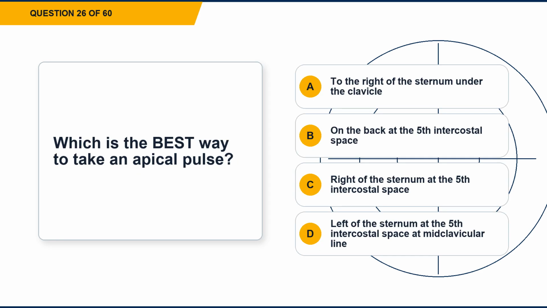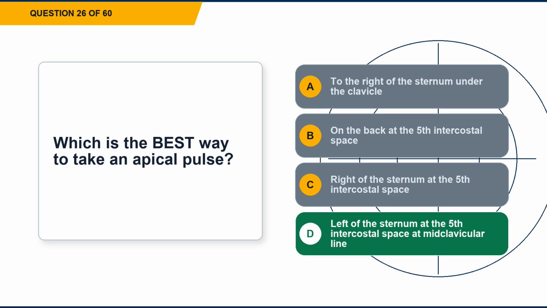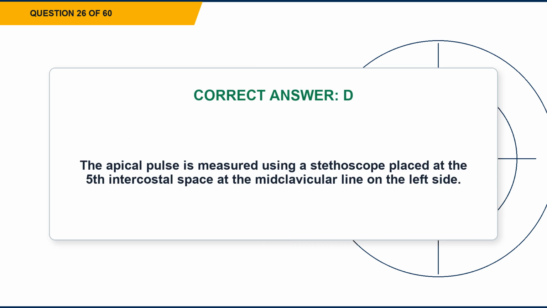Question 26. Which is the best way to take an apical pulse? Option A. To the right of the sternum under the clavicle. Option B. On the back at the 5th intercostal space. Option C. Right of the sternum at the 5th intercostal space. Option D. Left of the sternum at the 5th intercostal space at mid-clavicular line. The correct answer is option D. Left of the sternum at the 5th intercostal space at mid-clavicular line. Explanation. The apical pulse is measured using a stethoscope placed at the 5th intercostal space at the mid-clavicular line on the left side.